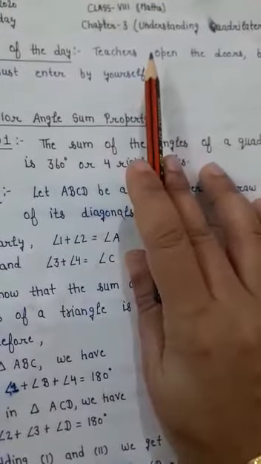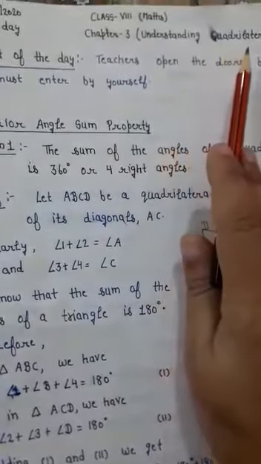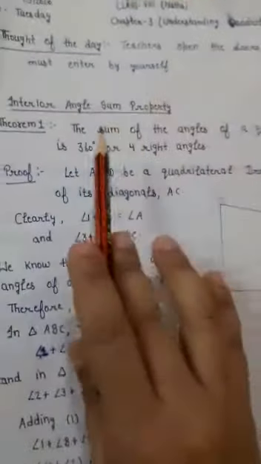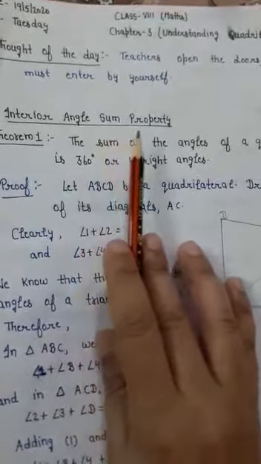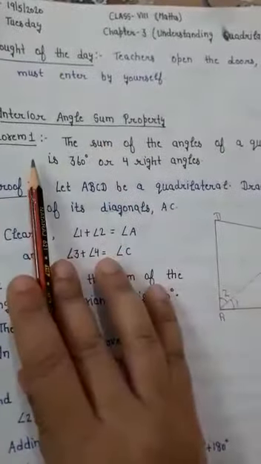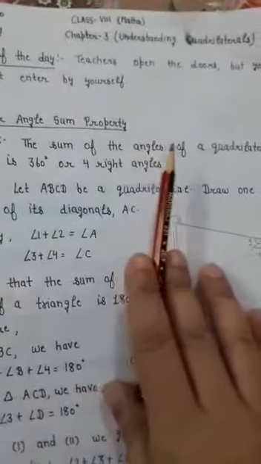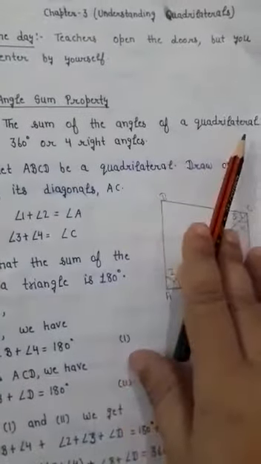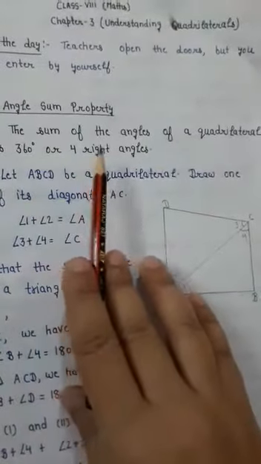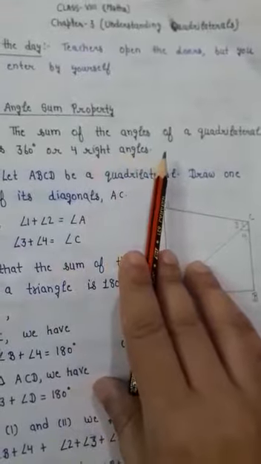We are doing chapter 3, Understanding Quadrilaterals. Interior angle sum property. Firstly, we will do this theorem. The sum of the angles of a quadrilateral is 360 degrees or 4 right angles.